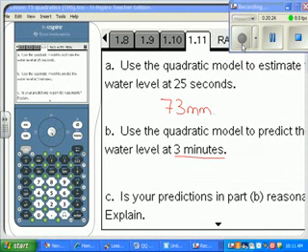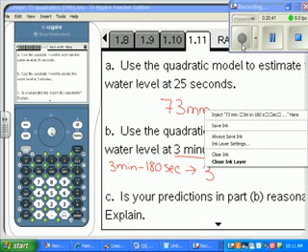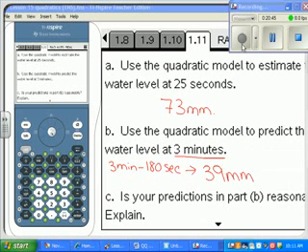We said time was in terms of seconds. So can you put in 3? No, you have to change 3 minutes to 180 seconds. And then when you put it in, Edith, what'd you get? Just give me the S. Yes, 39 millimeters. Are we okay with that?